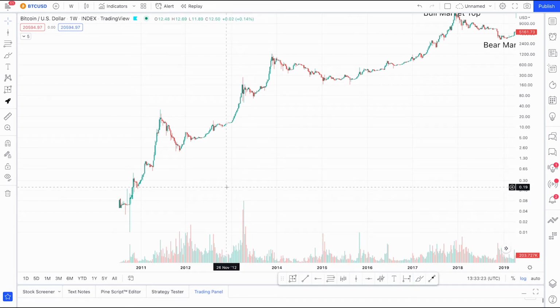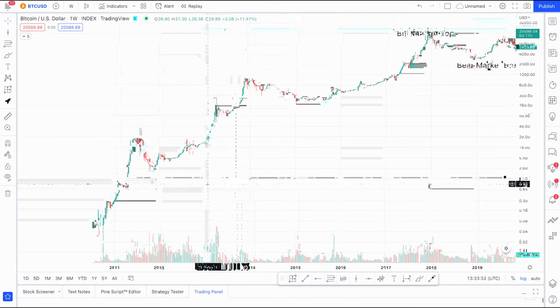Let's go to the Bitcoin first bull run that happened in 2011. This is the first Bitcoin bull run that happened in 2011. Bitcoin was introduced like 2010. Bitcoin was trading for 8 cents then. Can you imagine? Bitcoin was trading for 8 cents then.